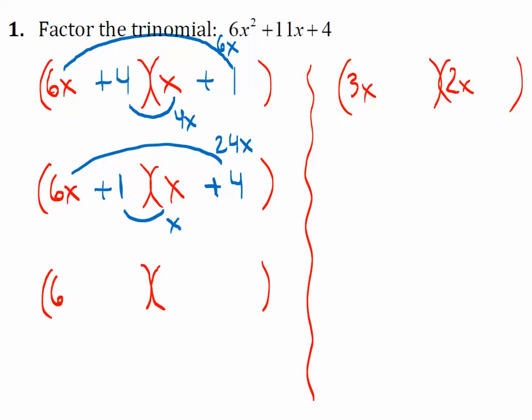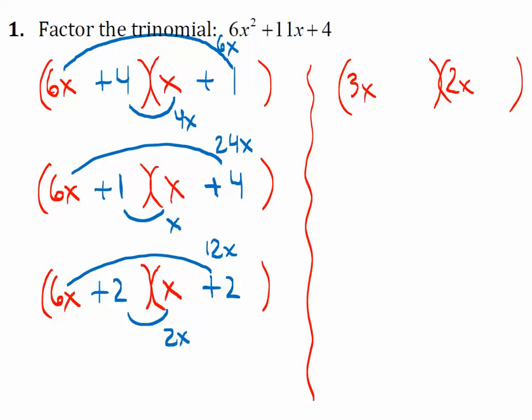That didn't work. Okay, how about 2 and 2? So +2 here, +2 here, because that gives you also a 4 at the end. And some people are saying no already. So 12x plus 2x, 14x, not going to work. So I've exhausted my possible factors of 4.